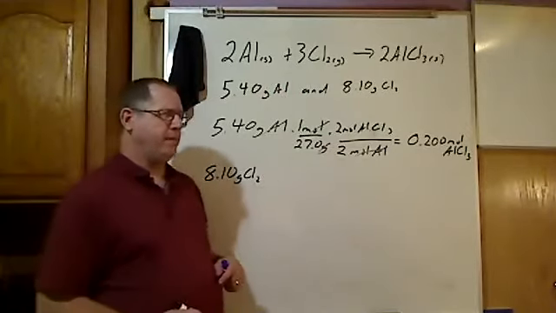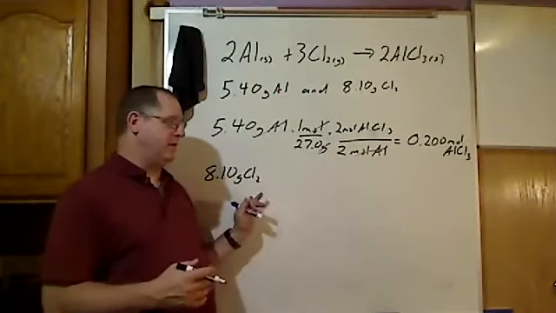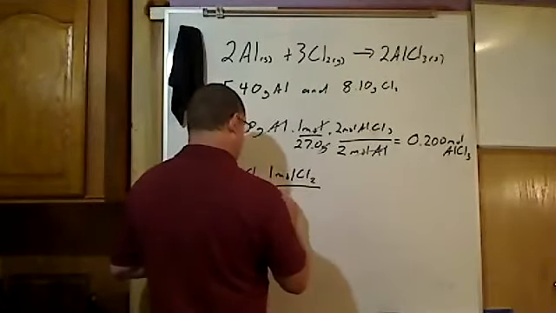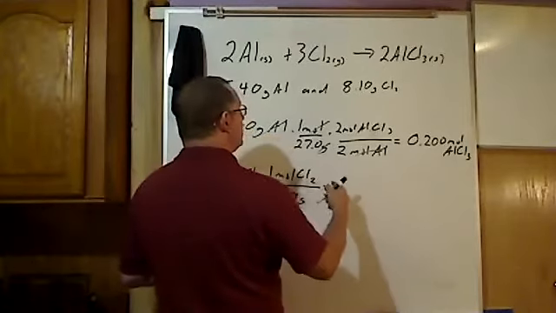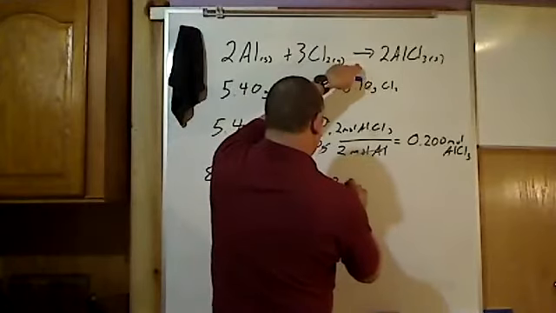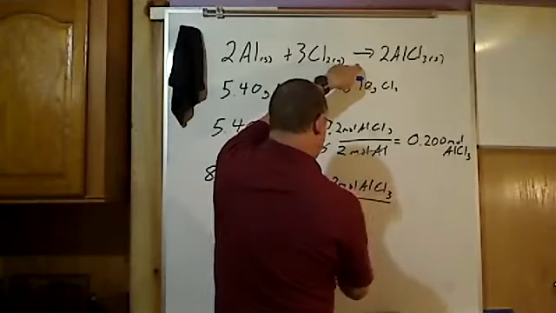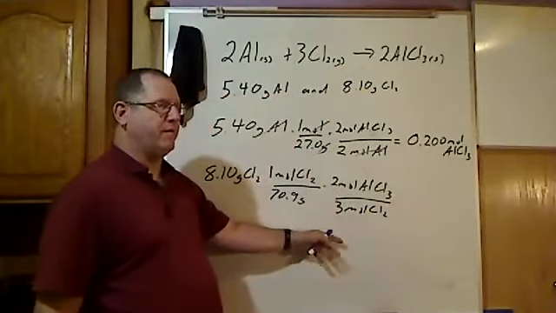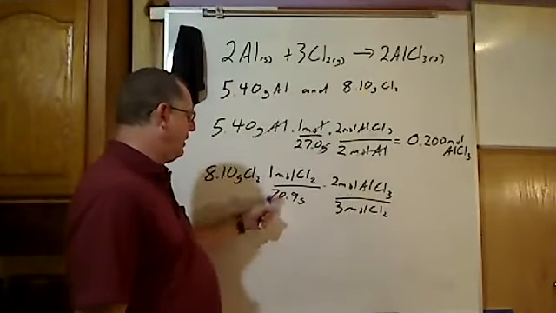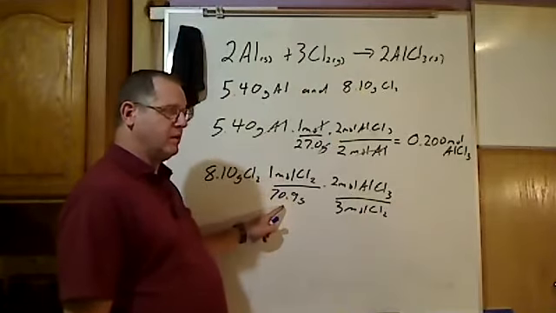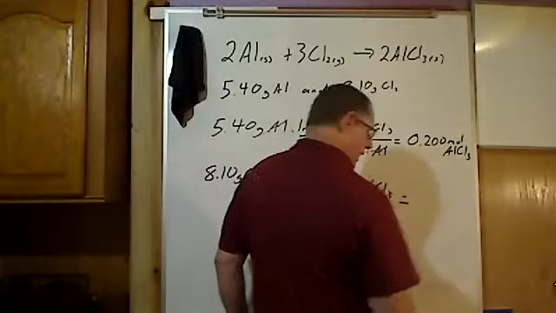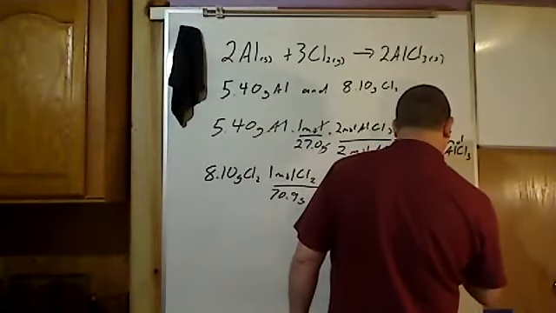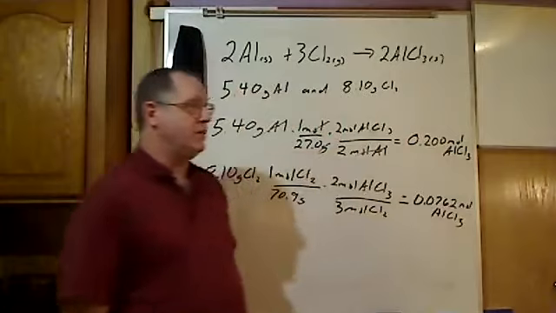So if I just do the same thing with 8.10 grams of chlorine, and chlorine is diatomic, to find the molar mass, take the chlorine times 2, because there are 2 atoms of chlorine. 1 mole of chlorine is 70.9 grams. And this one is not a 1-to-1 ratio. I know I still get 2 moles of AlCl3, but it takes 3 moles of Cl2. And remember, this is my stoichiometric factor, which comes from my balanced equation. When I do this calculation, I find out that I'm going to get 0.0762 moles of AlCl3.